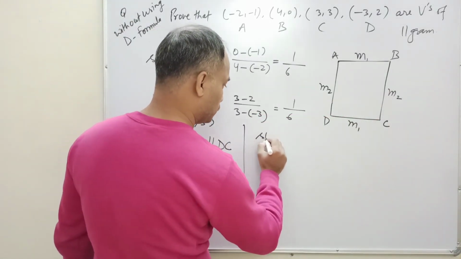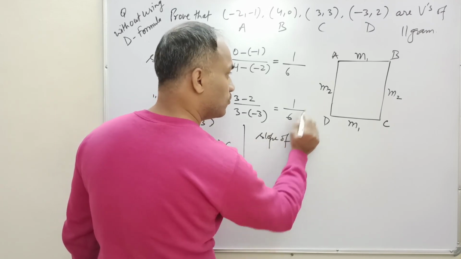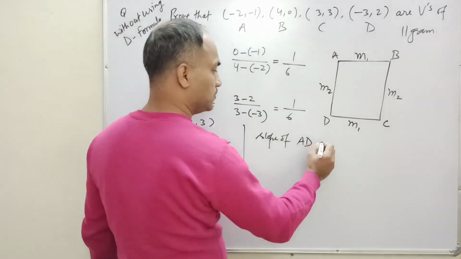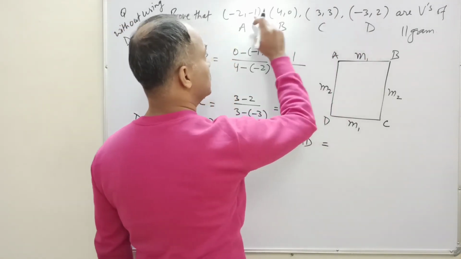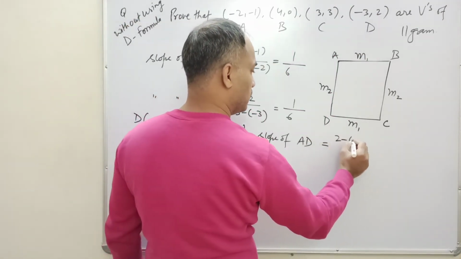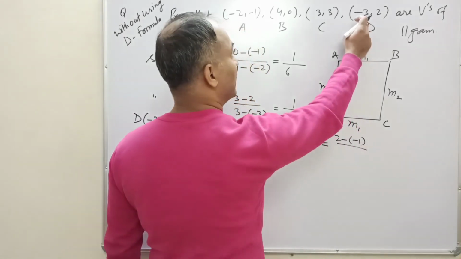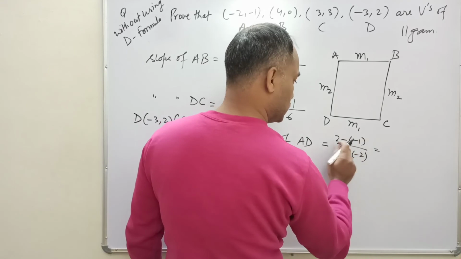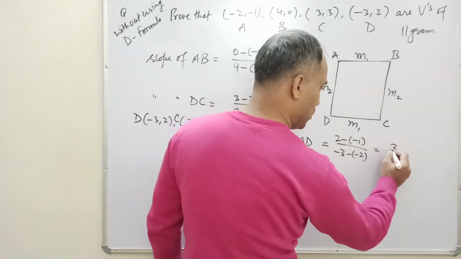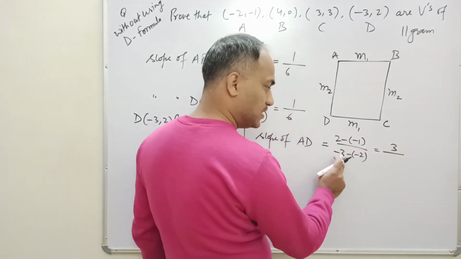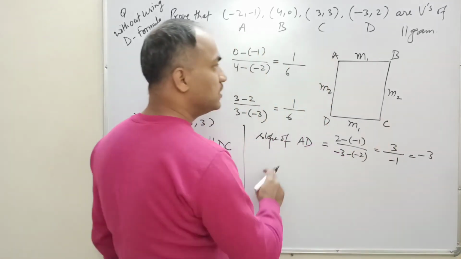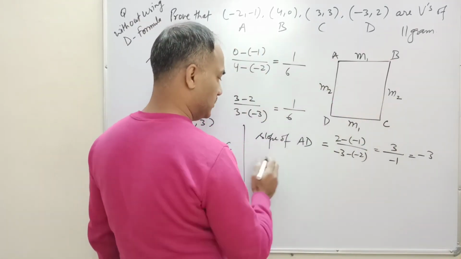Now slope of AD, A and D. How much is this? y2 minus y1 upon x2 minus x1. This is 2 plus 1, 3, and 3 minus 3 plus 2. So minus 3. Similarly, we find slope of BC.